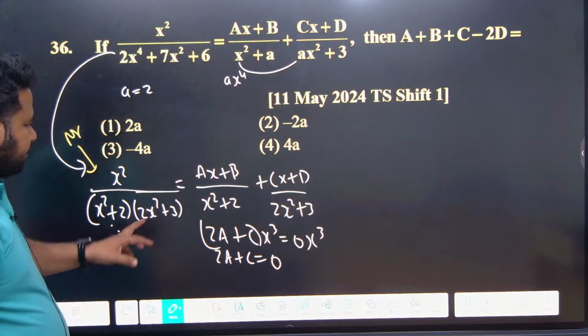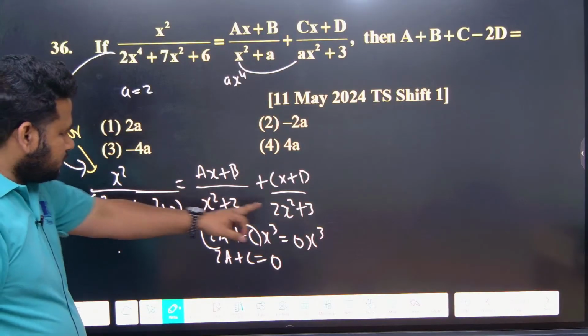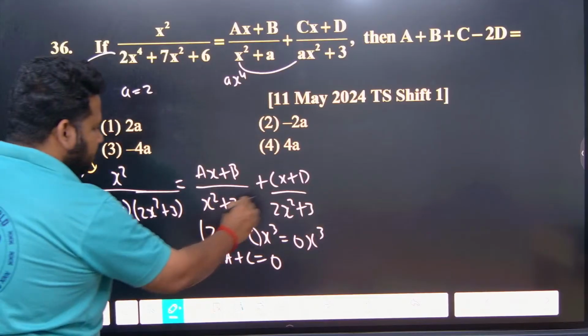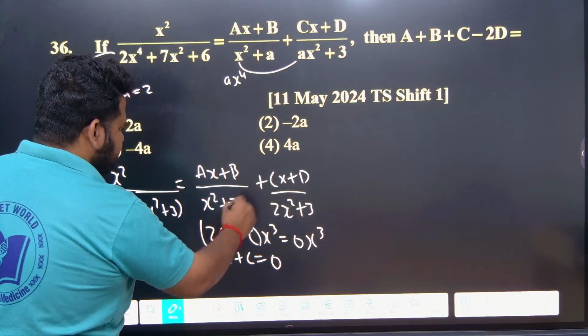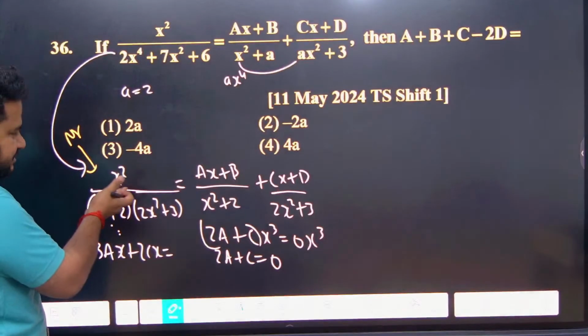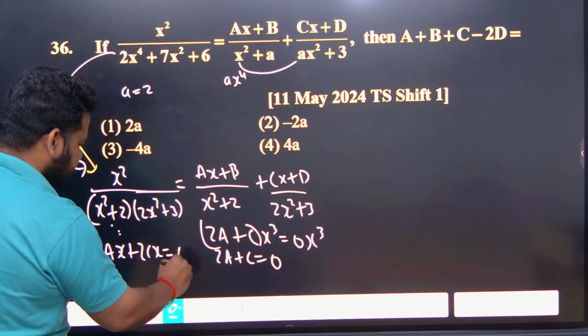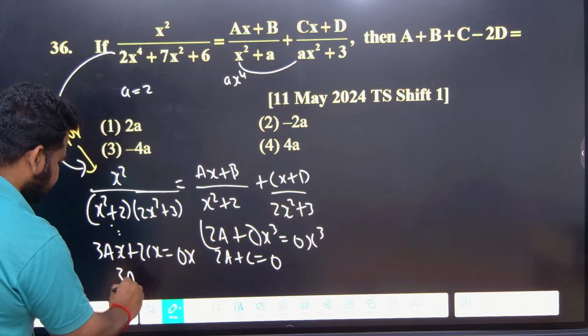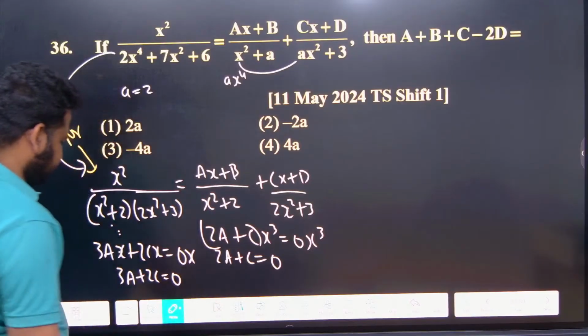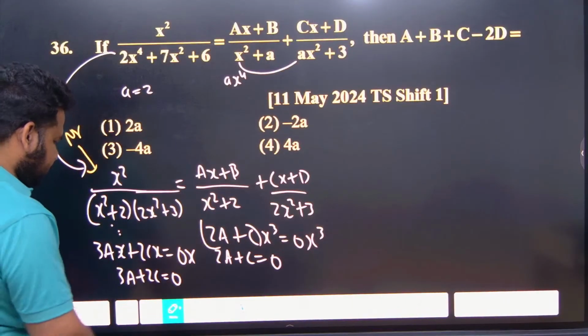Now further, what I can do? 3ax plus 2cx is equal to what? There is no x term, which means I can write it as 0x. So this will become equal to 3a plus 2c is equal to 0. So 3a plus 2c is equal to 0.